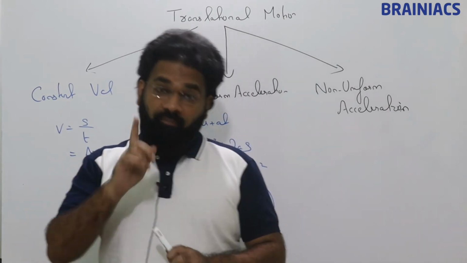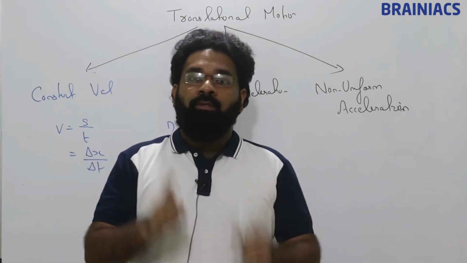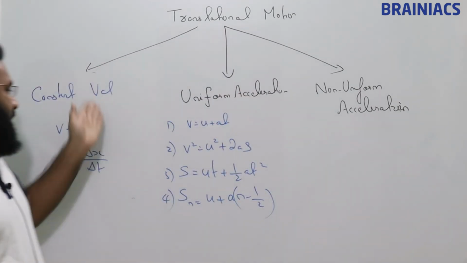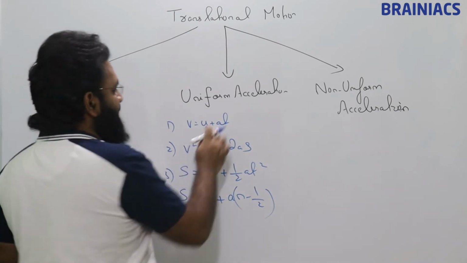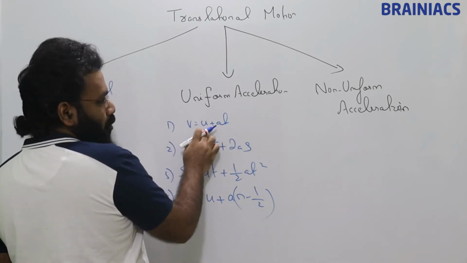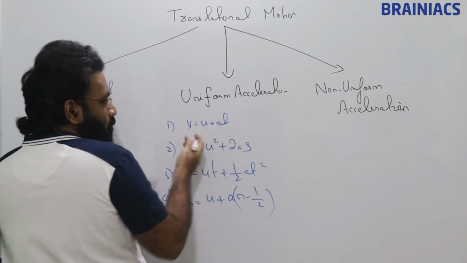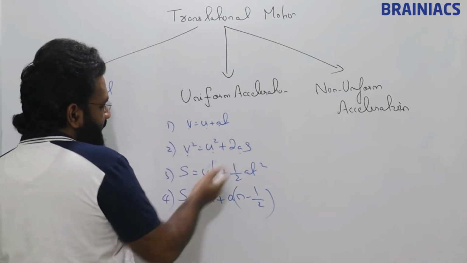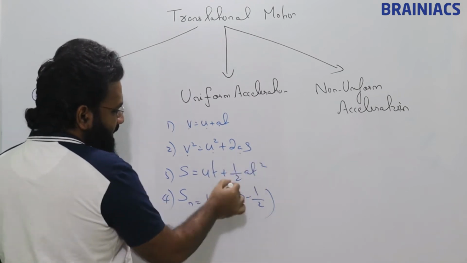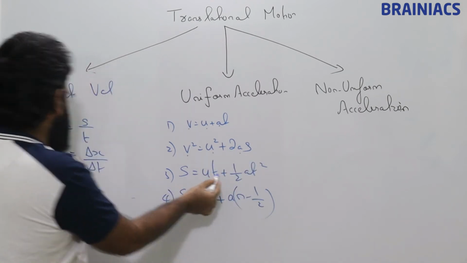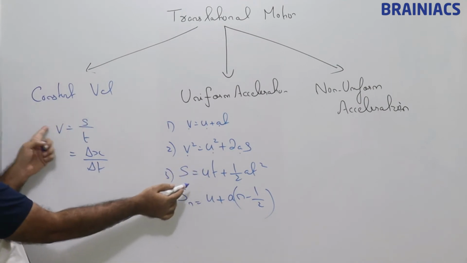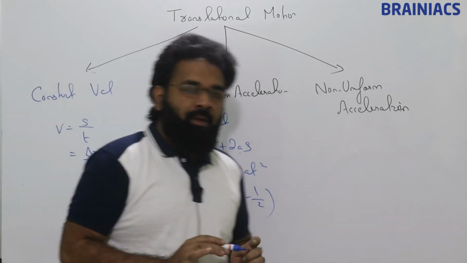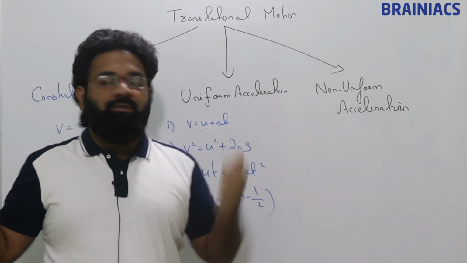So if acceleration is uniform, a single value of acceleration, then we can use this. If no acceleration, we can use this. Here also, if the acceleration is 0, v is equal to u, that is constant velocity. Same way, if the acceleration is 0, this entire term will become 0 and s is equal to ut. Same as this: s is equal to v into t. Same thing, if you apply the concept, everything is the same. But here no acceleration, here acceleration is there.